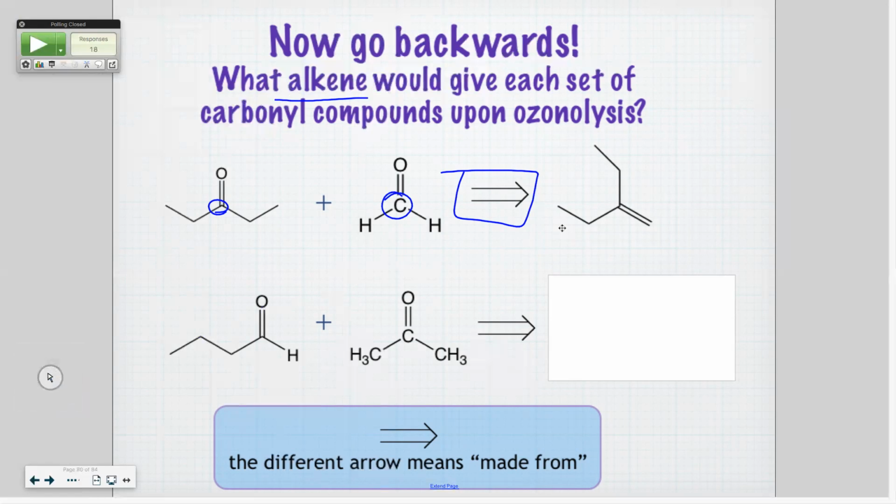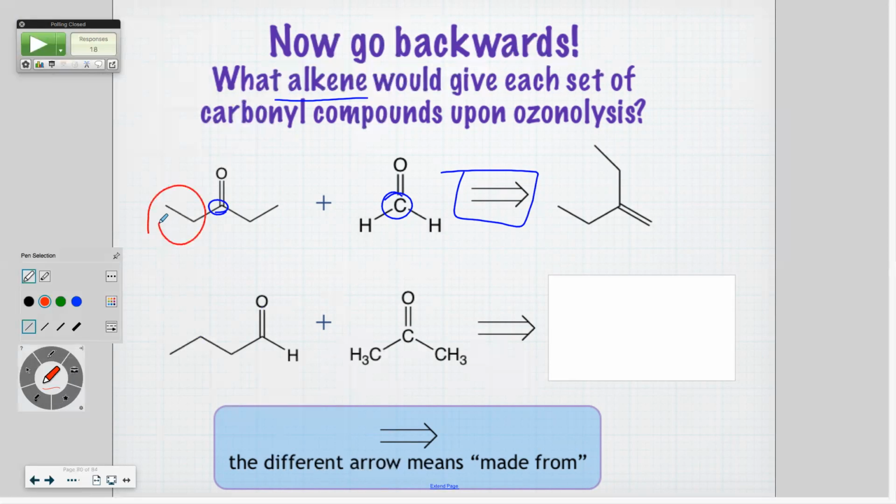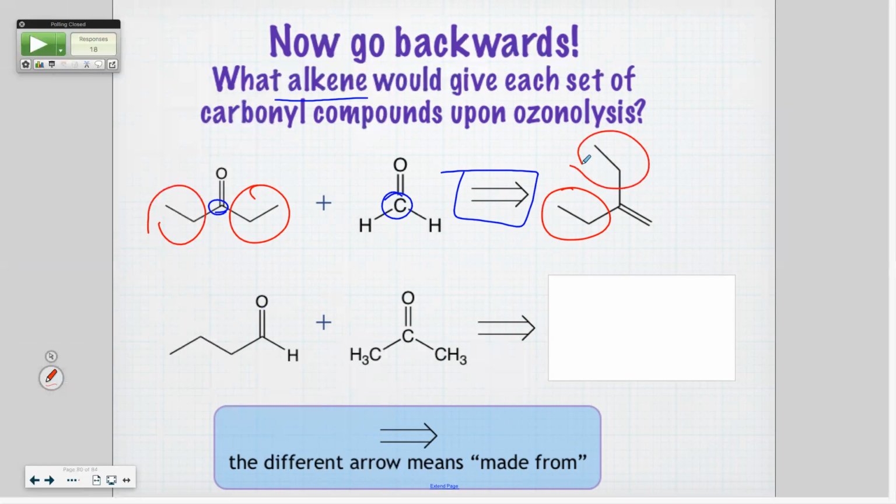Okay, do you see that this is one of these and this is the other one? You see where these two blue carbons are in there? Okay, because if you can do that, you can do all of them. All right, now what's the next one you think? Try to do it, and then I'll click the button.